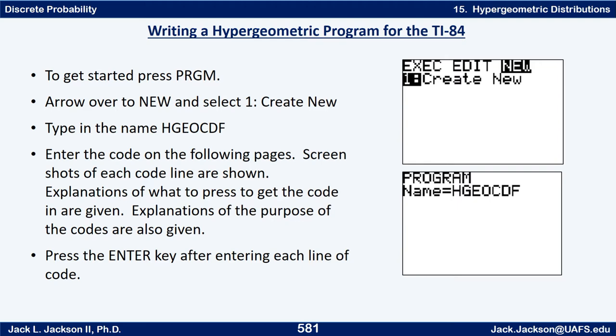Along the way, I'm going to be showing you which buttons to push, and you'll be able to see my mouse moving around. I'll also try to explain what the program is doing as we go along. Now I'm going to name this HGEO CDF. I actually already have this program in my calculator, so I'm going to do it again with the name HGEO. Actually, you can name it anything you want, up to a certain number of characters here.